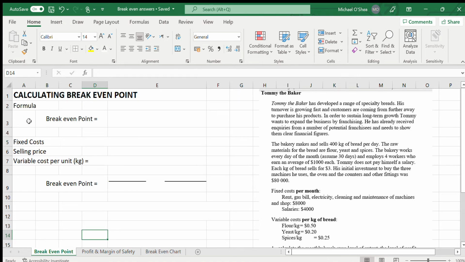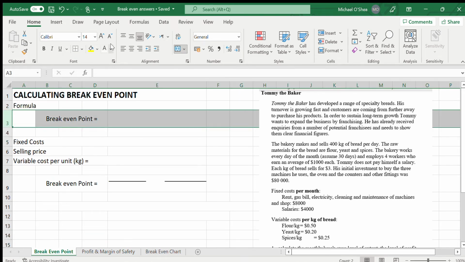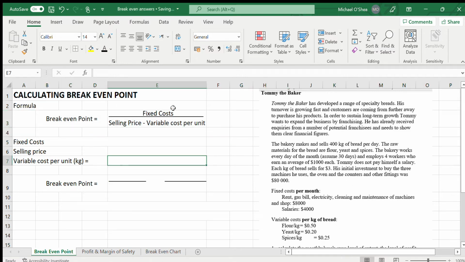And break-even point has a formula. So the formula for break-even point is here. It's something you have to learn off. It's not given to you in the exam. Fixed cost divided by selling price minus variable cost per unit. Selling price minus variable cost per unit is also called contribution per unit.